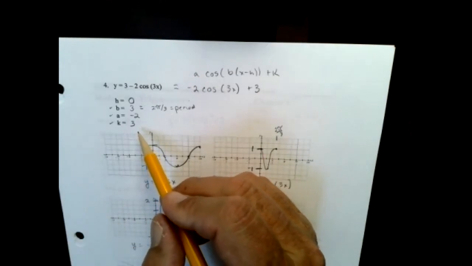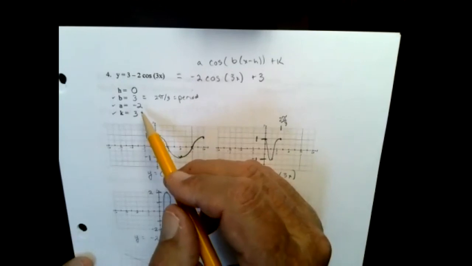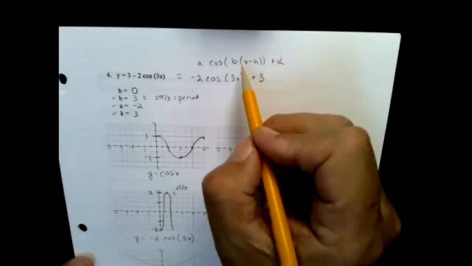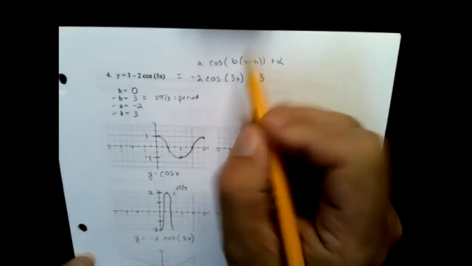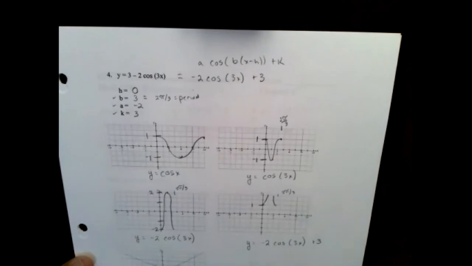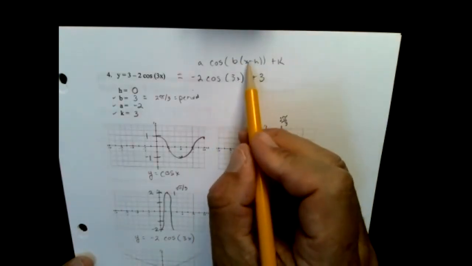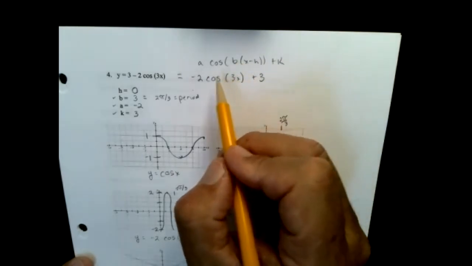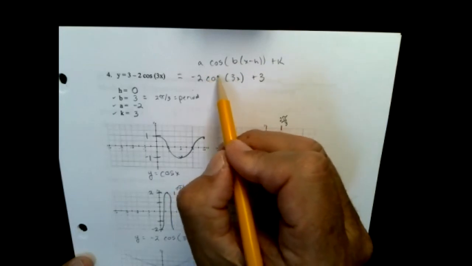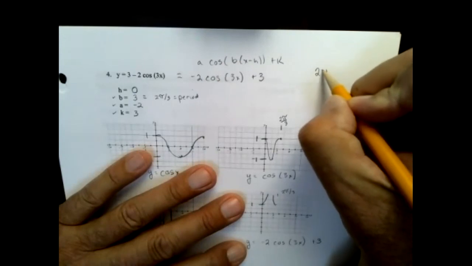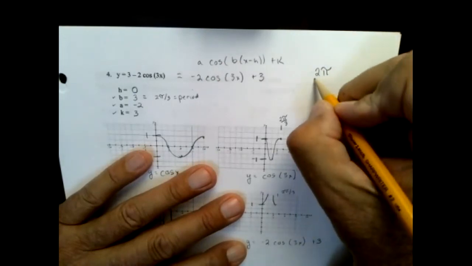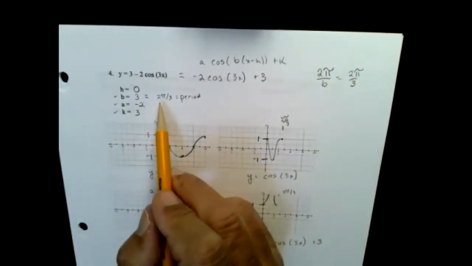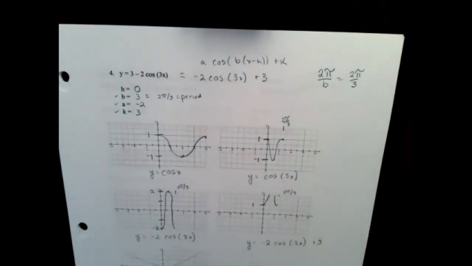Questions on getting H, B, A, and K? Yeah, that's the hard part. How did you find your period? Okay. So the coefficient of X right here is my B. I'm always going to take the period for the cosine, which is 2 pi, and divide it by B. So it's going to become 2 pi divided by 3. So I got 2 pi over 3. Okay, thank you. That is the period.